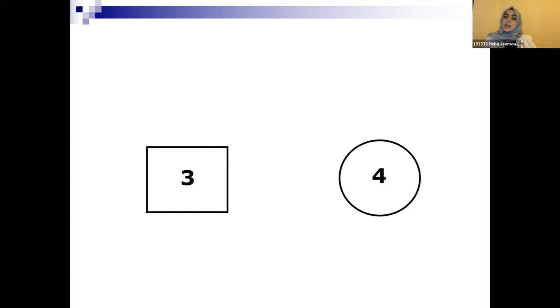So the numbers inside the circle or a square mean the number of participants, or like the number of males and females. So for example, if you see this, I'm talking about 3 males. And if you see this, I'm talking about 4 females.